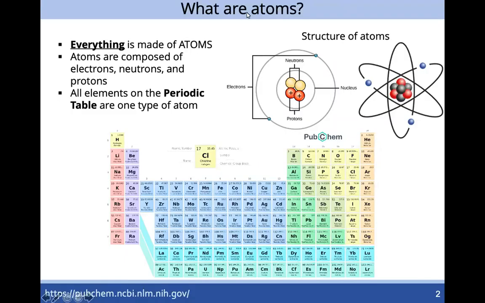Atoms basically make up everything around you. Atoms are composed of electrons, neutrons, and protons. Over on the right, we can see the structure of atoms. Some of you have maybe seen this depiction that's all the way over on the right. That is just an atom with the electrons, neutrons, and protons. And all elements on the periodic table are actually one type of atom.